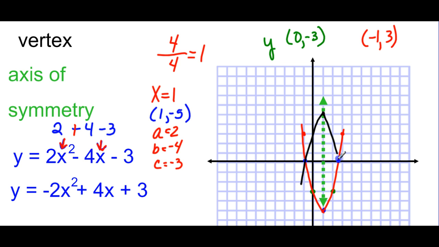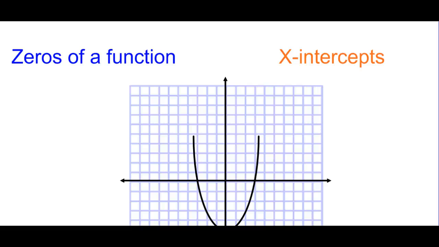It would just be the reverse of this because all I did was change all of the signs. So it would look just like this. These will both have the exact same x-intercepts. It's just that one parabola opens up, the other one opens down. Okay?